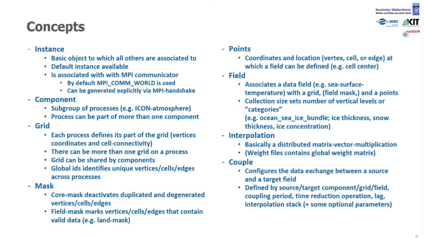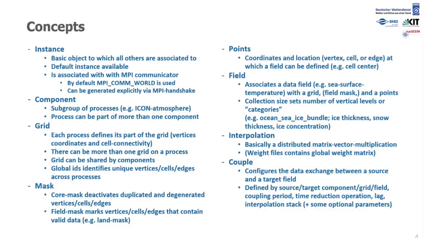Masking, we have different masks. There are two basic masks. One is a core mask that helps you deactivate duplicated or degenerated cells. Degenerated cells occur in special grids where you have cells that are completely distorted and intersect with each other. These can cause problems internally. If they're too big, then certain algorithms might fail, and you can deactivate them completely if you know they will not contain any valid data.